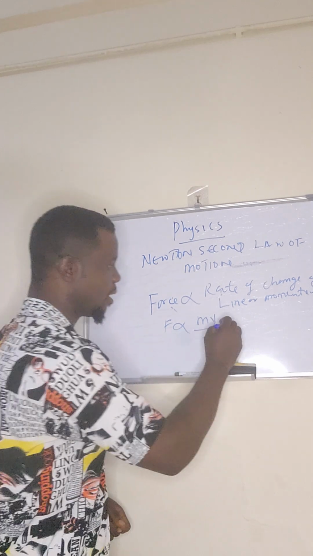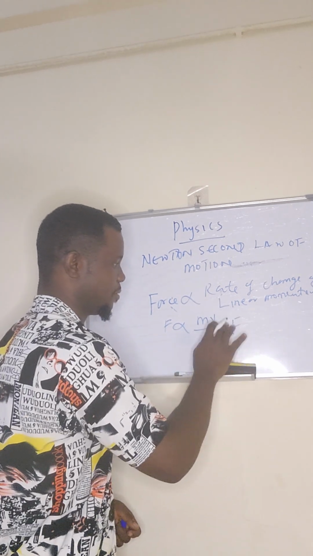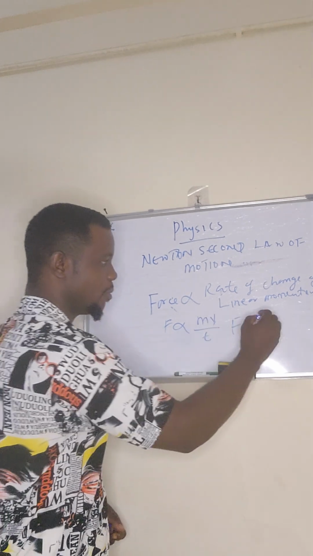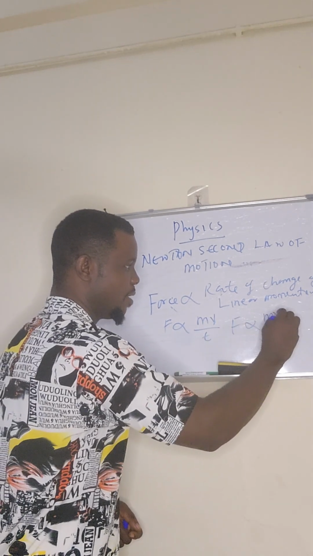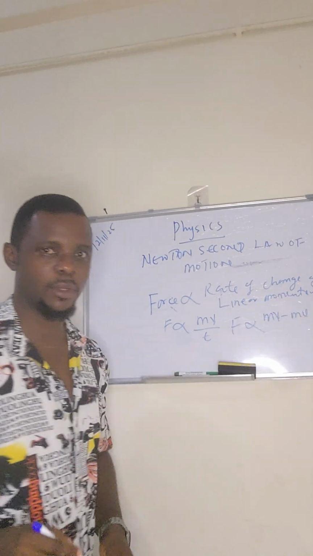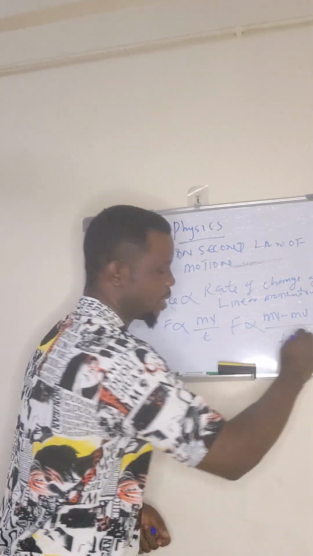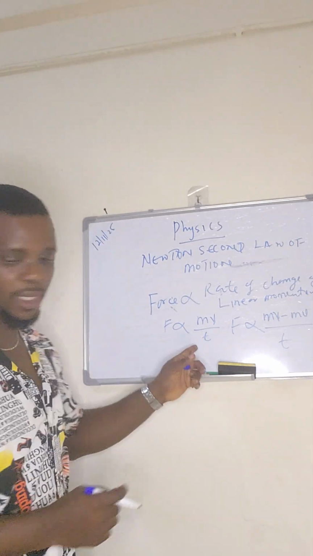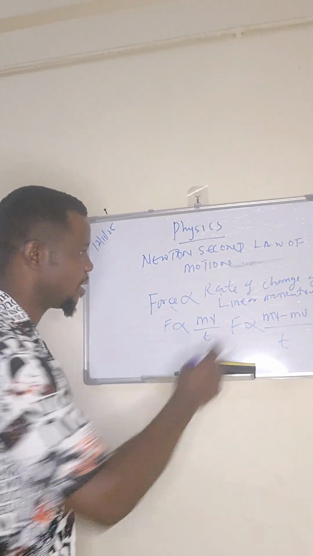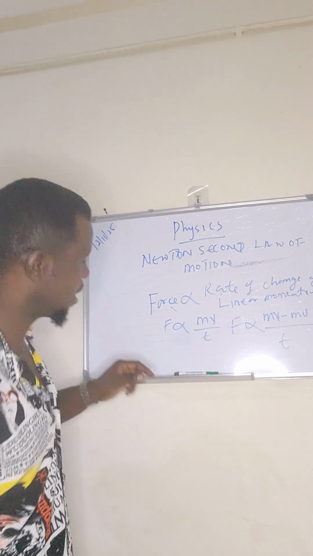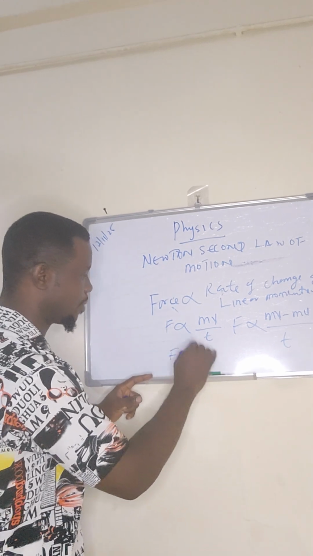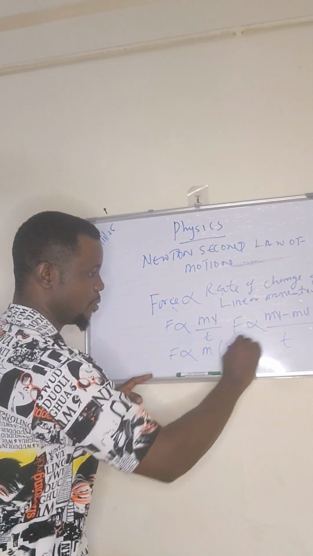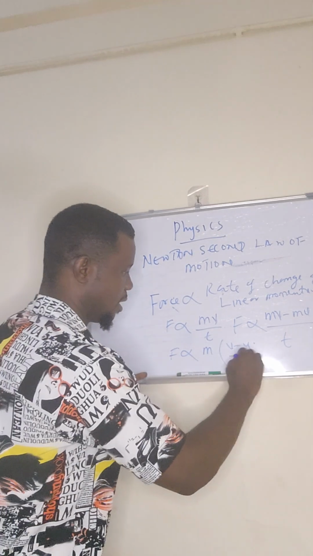Okay? Now, therefore, we're going to have the F, which is force. Rate of change of linear momentum is mv minus mu. Alright? Over what? The time. We are still having our direct proportional here, okay? Now, since we have mv here, we can directly say that force is directly proportional to m bracket v minus u over what? T.